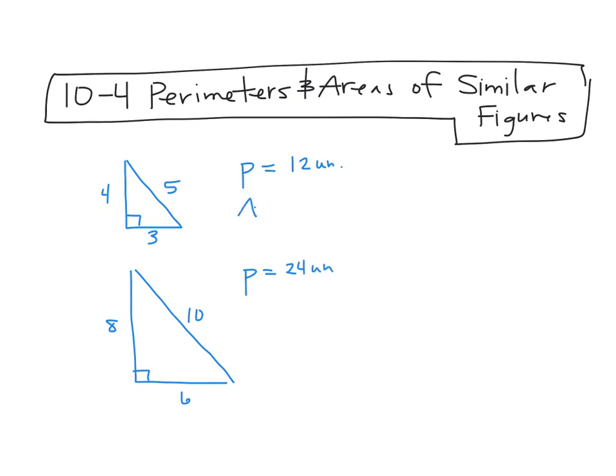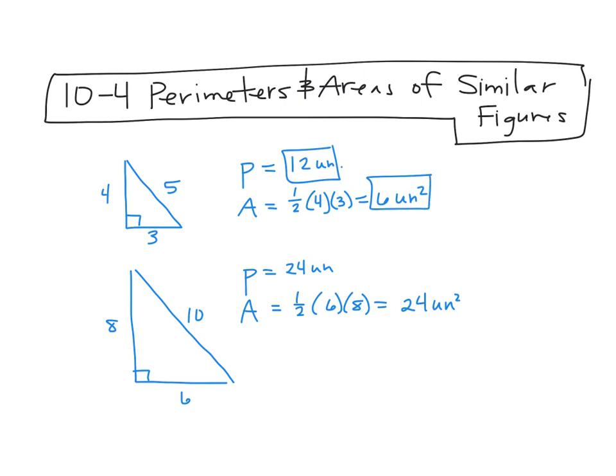Okay, now let's think area. What's the area of that top triangle? Right, 1/2 times 3 times 4, 1/2 times base times height, or 6, and that's square units. What's the area of this triangle? 24. 1/2 times 6 times 8, or 24 square units. Okay, so we have a perimeter and an area, a perimeter and an area. Now we're going to look at the relationship between them.